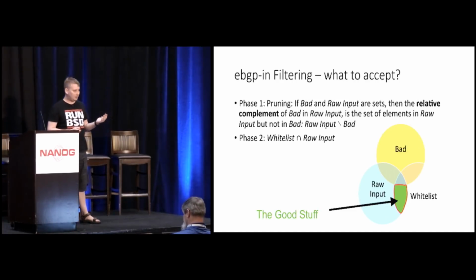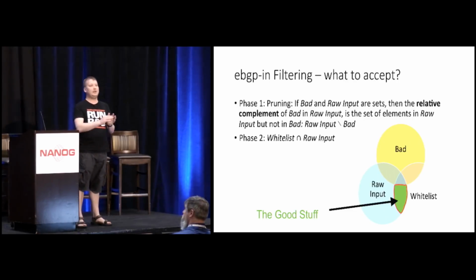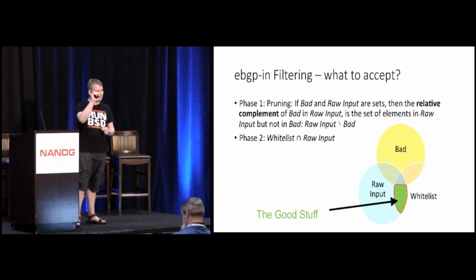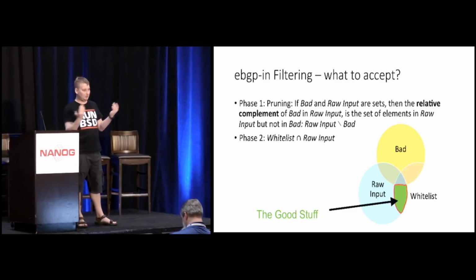There is raw input, what we receive from the neighbors. There is bad, which we never ever want to accept under any circumstances. And then there is the whitelist, which is the list of potential announcements we want to accept. So it's only a subset, it's the intersection between raw input and the whitelist that we want to accept, except for the bad stuff. Now let's go through this step by step.